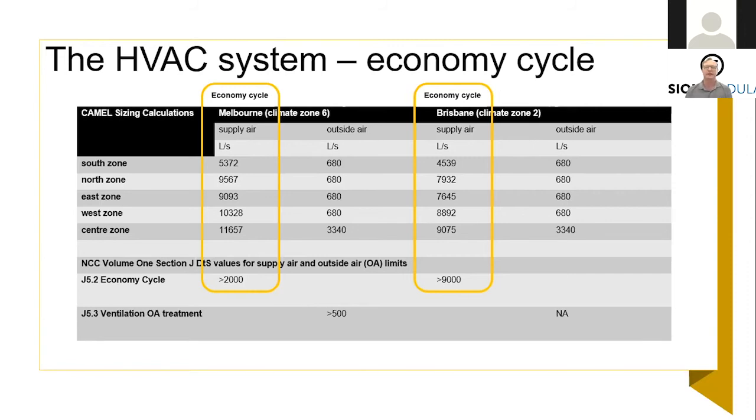So potentially, as this is a central system for this building, you could apply economy cycle across all zones because it's probably going to work out fairly similar from a cost perspective to applying it to just 2 zones. So it does depend on the building. It may be best practice in this case to still apply economy cycle for the Brisbane climate zone for this particular building. From a code perspective, though, only the centre zone will require the economy cycle.